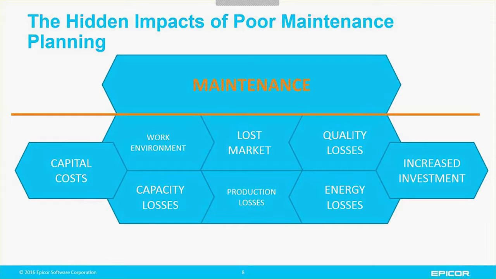Lost market share because I failed to deliver on time, because I've got quality losses, I've got production losses, I'm slowing down on capacity. The world's energy market is getting tighter and tighter, and there's more of a focus on cost of energy and impacts of that. So if the machine is running out of sorts, it's going to draw more energy.